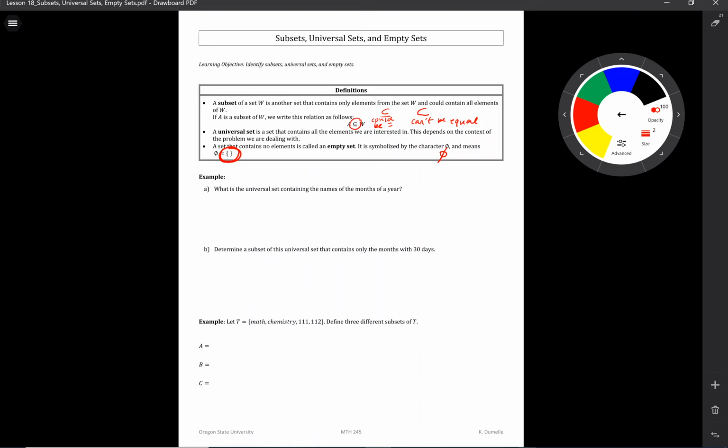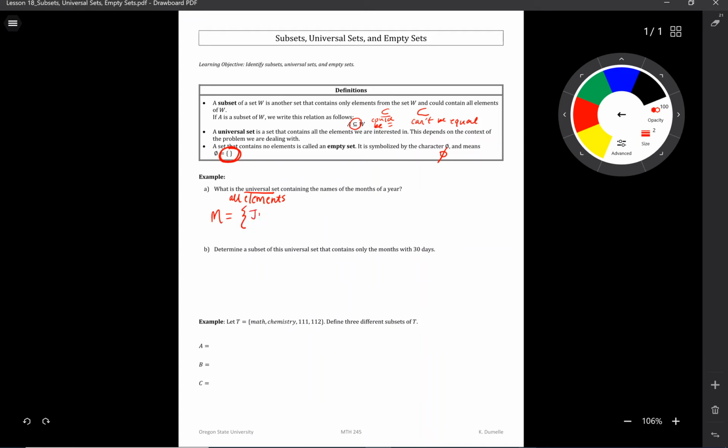All right, so what is the universal set containing the months of the year? So remember, universal set means all of the elements we are interested in. So in this case, we want to list all of the months of the year. So I'm going to name this M for months. And I'm just going to list them in roster notation.